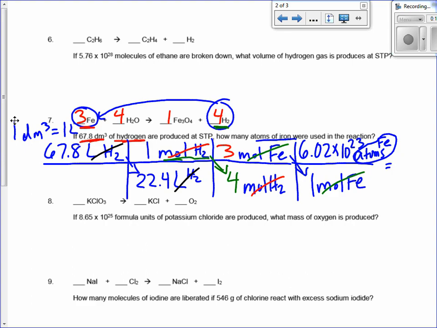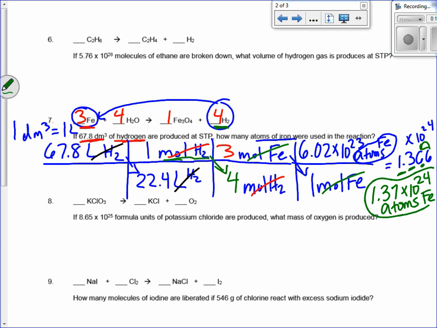So, final answer, 1.366 something times 10 to the 24th. So I'm going to count my sig figs now. Keep the 1, keep the 3. What do I do to the 6? Round it up. So I get 1.37 times 10 to the 24th atoms. Don't forget your unit. And Fe is our substance. Okay?